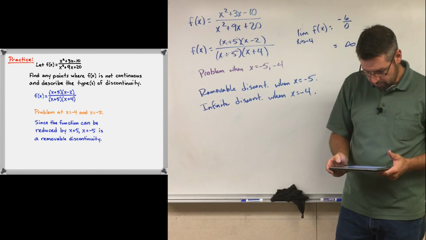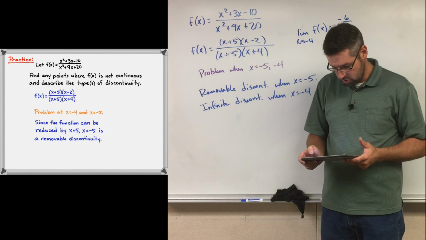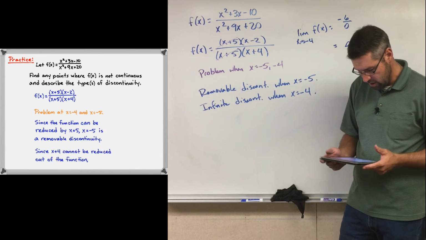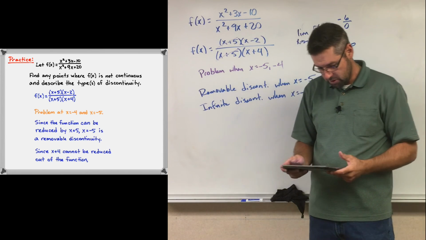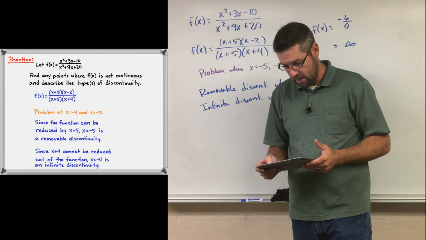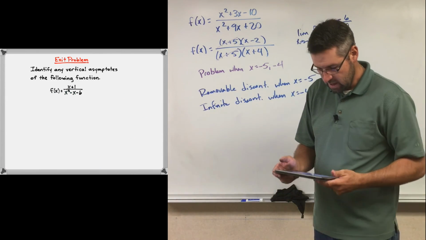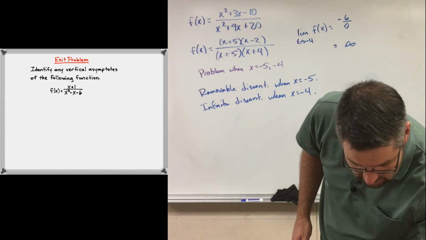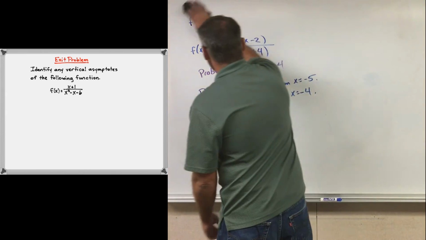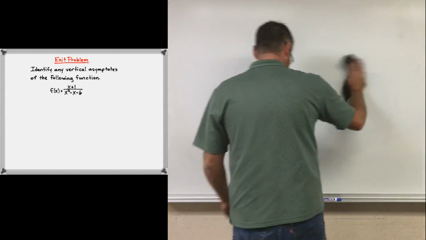So anyways, since the function can be reduced by x plus 5, x equals negative 5 is a removable discontinuity. Since x plus 4 cannot be reduced out of the function, it will be an infinite discontinuity. All right, last problem here. It says identify any vertical asymptotes of the function.